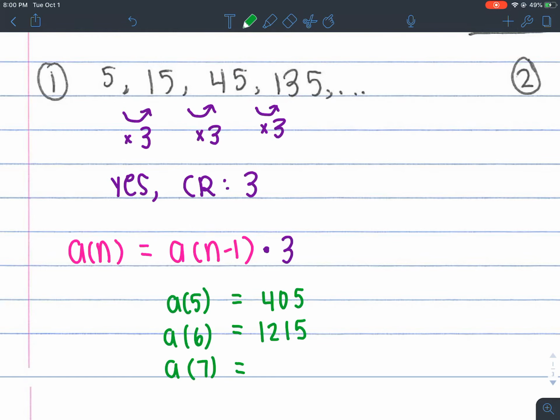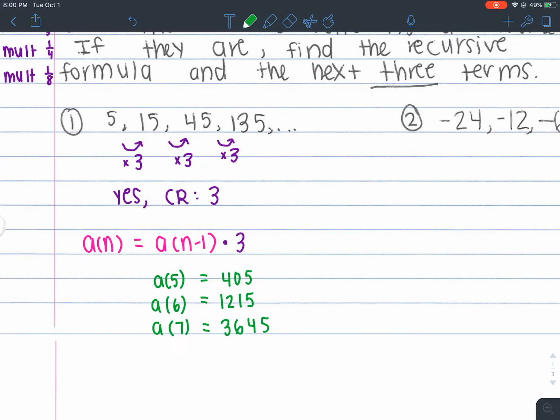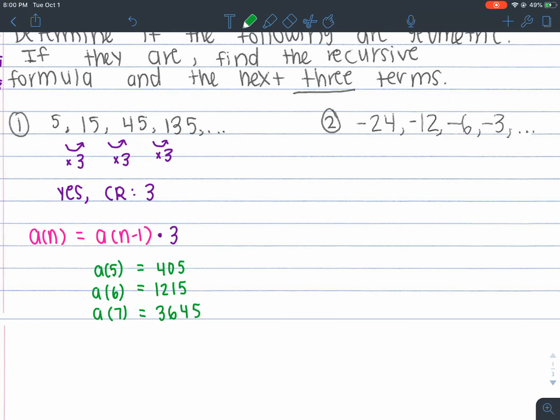Okay, and I take 1,215 and multiply that by 3 to get the next term, which is 3,645. Numbers are very big here, but we're multiplying by 3, so it's growing really, really fast. I'm going to go grab a calculator real quick just so we can do that second problem.